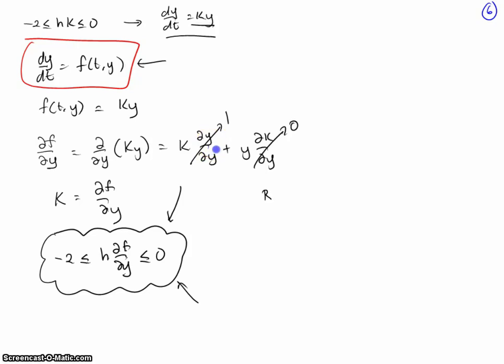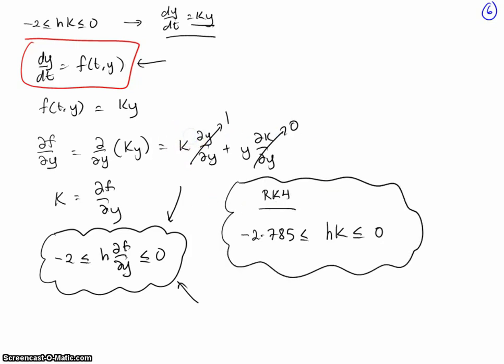For example, for your RK4, the stability criteria is given by -2.785 < hλ < 0. So this is for the RK4 method. Of course, the derivation is a lot more complicated than what you see with the Euler method, so you don't have to worry about deriving this for your particular unit.